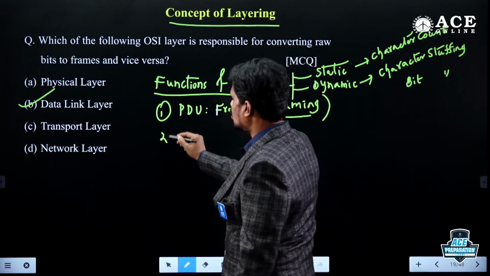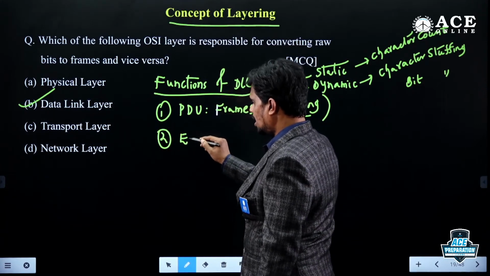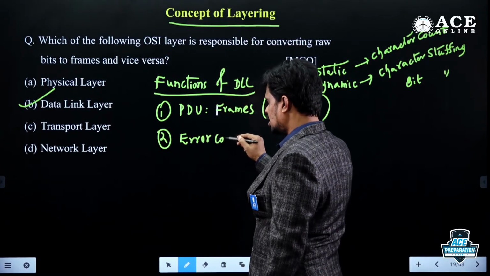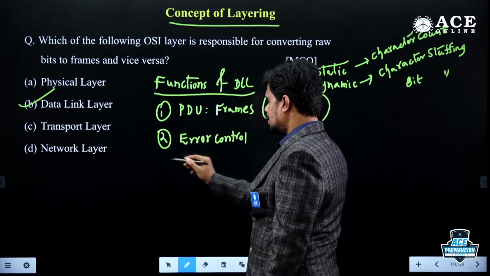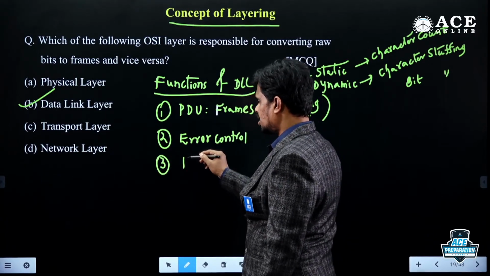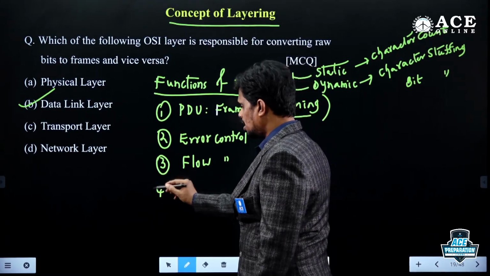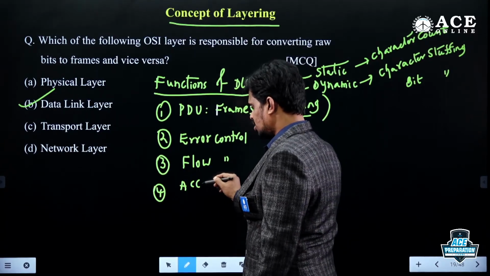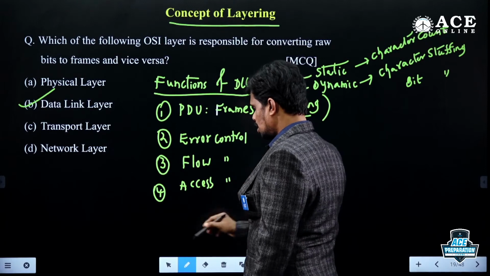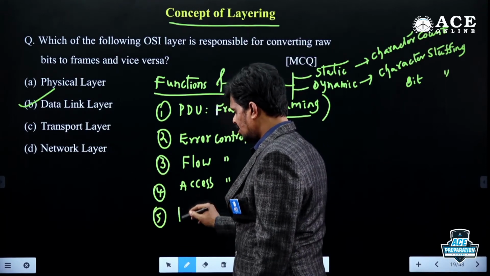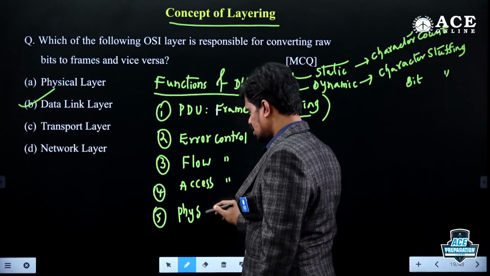And the rest of the functions, if you verify: the data link layer is responsible for error control. The data link layer is also responsible for flow control. The data link layer is also responsible for access control. The data link layer can provide the physical address.